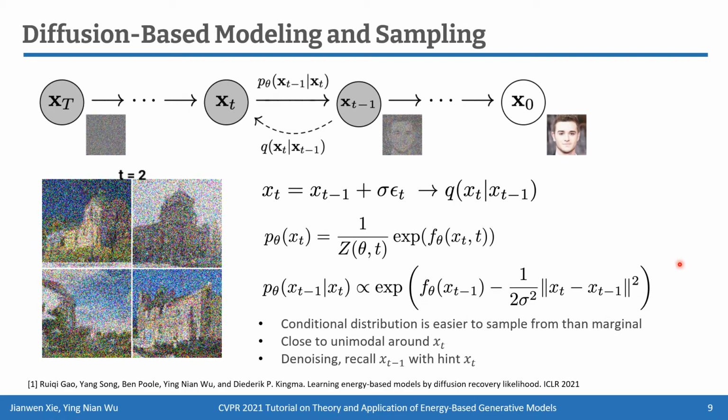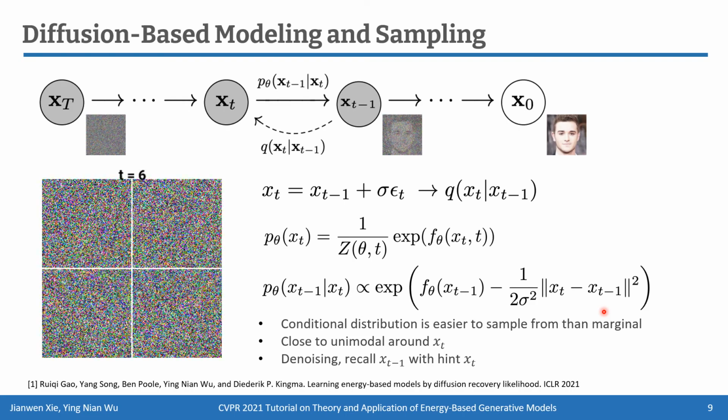And you can see that because of the regularization of this term, given xt, this term requires that xt minus 1 be close to xt if sigma square is small. So even though the original energy function may be highly multimodal, with this regularization it is actually quite close to unimodal around xt, and the sampling becomes very easy. It is just sampling from a conditional distribution which is close to unimodal.